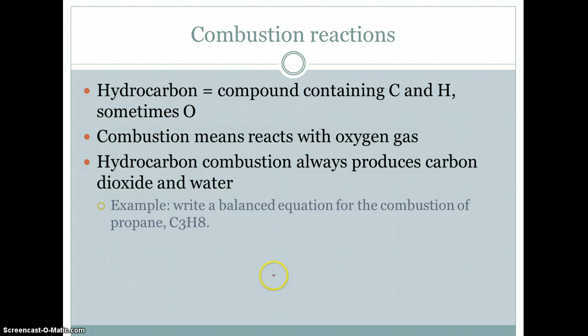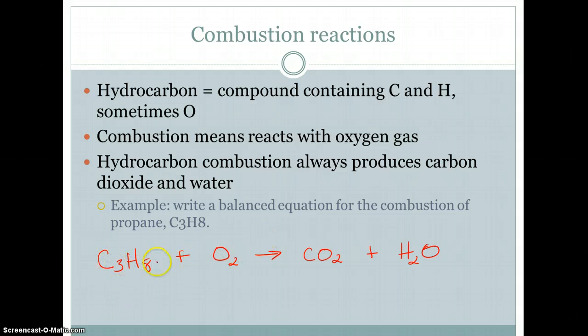So if we want to write the balanced equation for the combustion of propane, which is C3H8, we would take C3H8 plus oxygen gas, which is O2, and our products will be carbon dioxide and water. Now, when you balance a combustion reaction, there's a good way to go about it. You always want to do the C's and H's first and then save the oxygen for last.